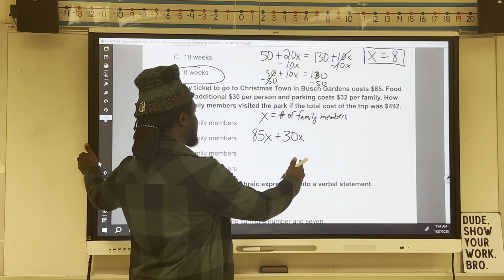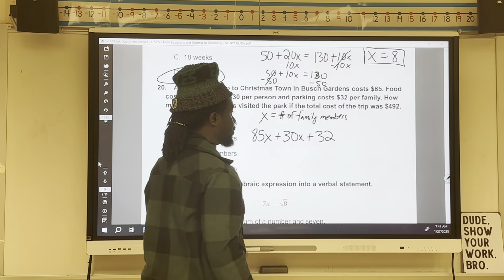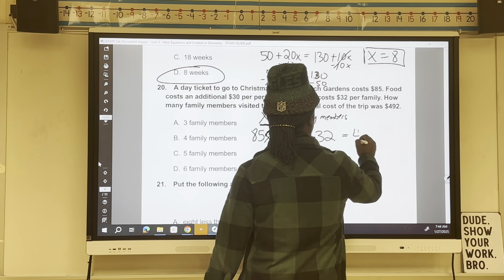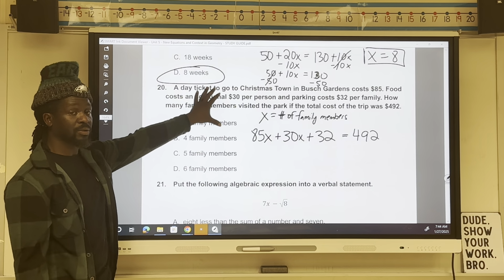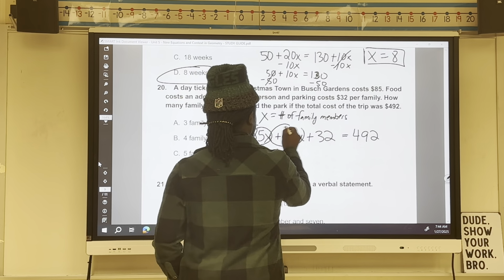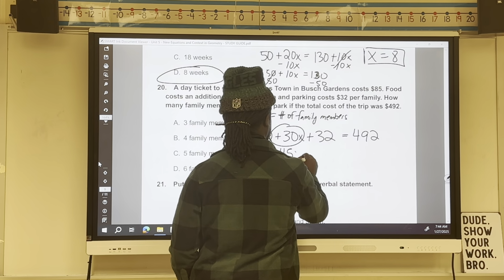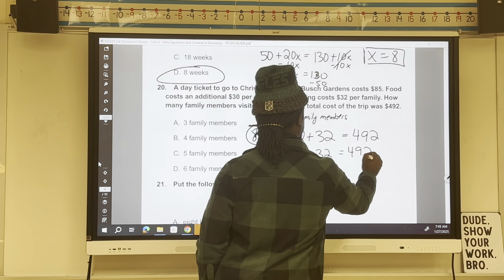Then it says parking costs 32 for the family. Well, not every person has to pay for parking because they're driving together, and then that is going to equal the 492. So this is my equation based on that context. Here I'm going to combine the like terms. 85 plus 30 is going to give me 115x plus 32 equals 492.